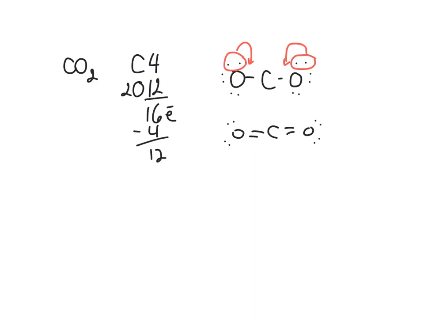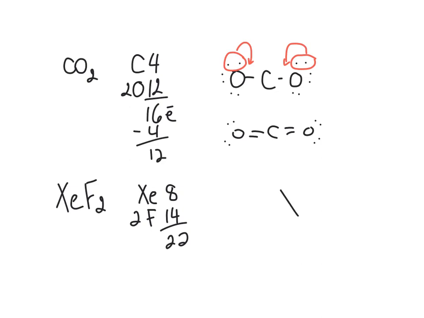Let's do XeF2. So Xe, xenon, is a noble gas, but because it's big, it can actually be made to form bonds. So xenon will bring 8 valence electrons. 2 fluorines will bring 14. So we will have a total of 22 to place.